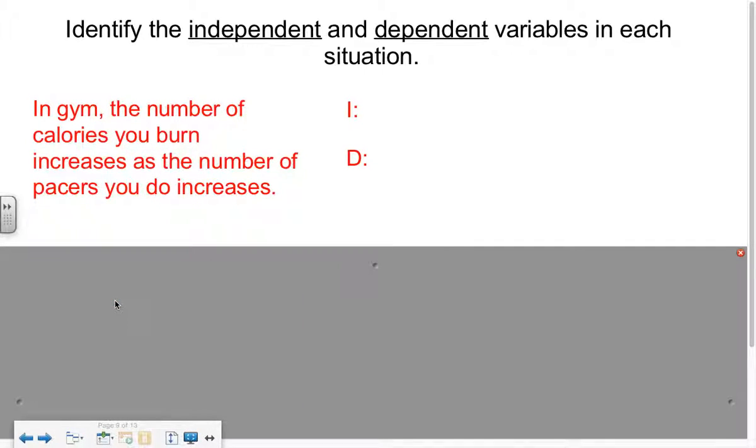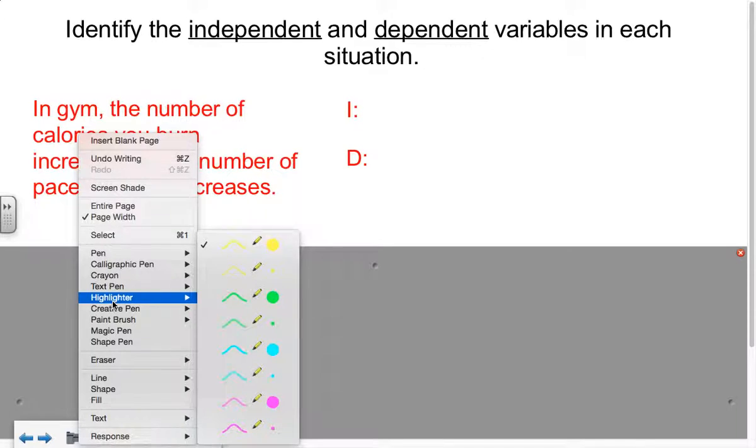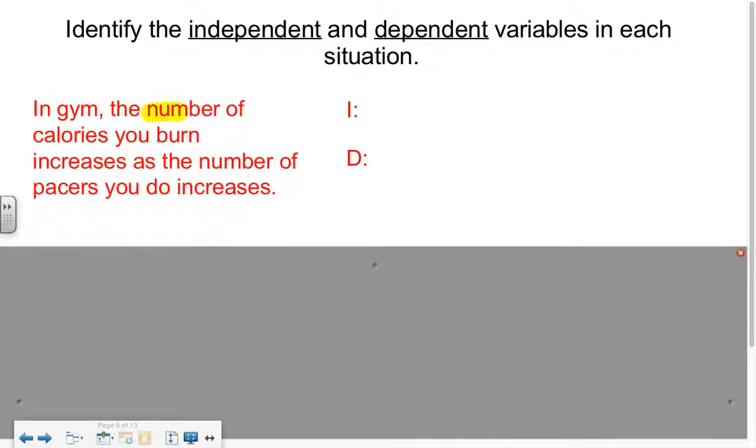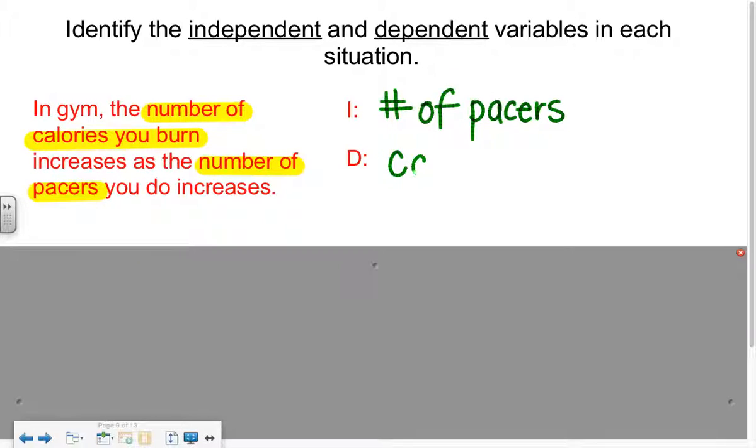If I highlight my 2 variables, one of my variables is the number of calories burned. My other variable is the number of pacers. I have to do pacers before I'm going to burn any calories. So my independent variable is the number of pacers I decide to do. And then that will determine the calories I have burned. So calories burned depends on the number of pacers I do.